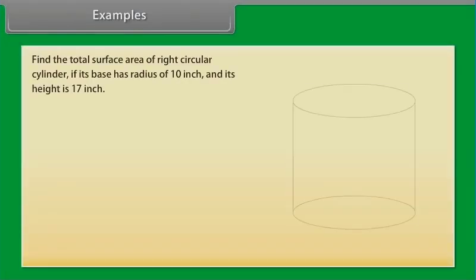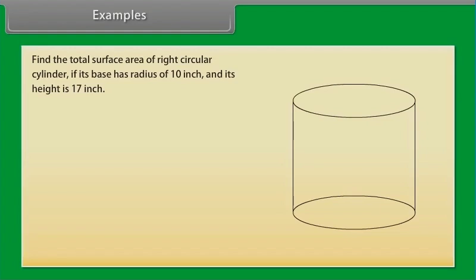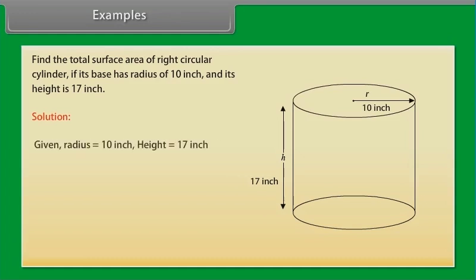Example: find the total surface area of a right circular cylinder if its base has a radius of 10 inches and its height is 17 inches. Solution: radius is equal to 10 inch and height is equal to 17 inch, which is given. Now we have to find the total surface area.